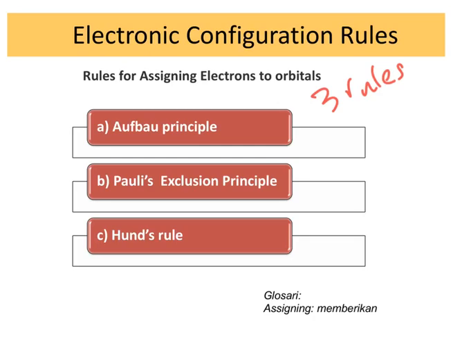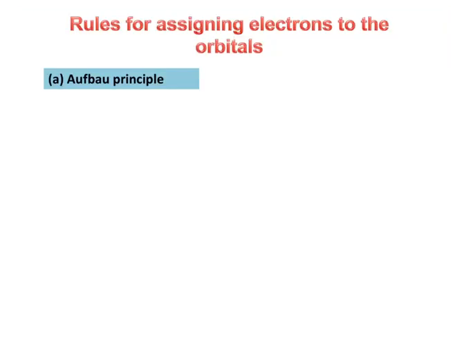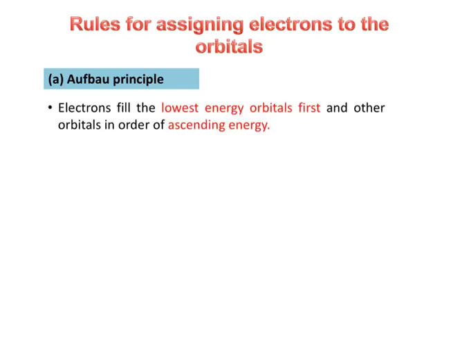There are three rules for assigning electrons to orbitals. Number 1, Aufbau principle. Number 2, Pauli's exclusion principle. And the third one, Hund's rule. The first rule for assigning electrons to the orbitals is the Aufbau principle. The Aufbau principle states that electrons fill the lowest energy orbitals first and the other orbitals in order of ascending energy.